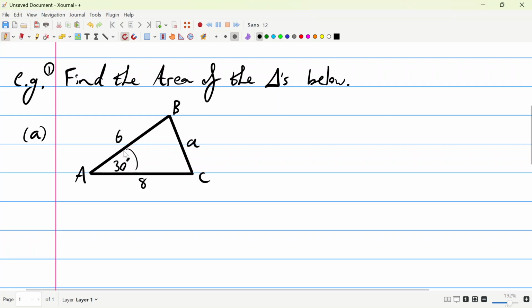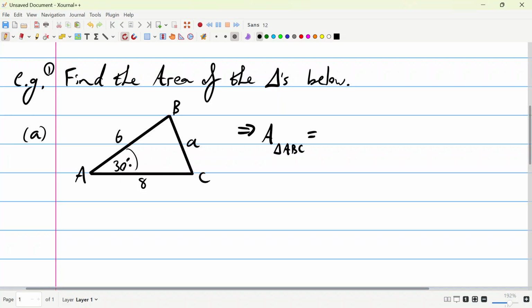Why? Because notice, we have an angle between two sides that we know, and we also know the angle. So therefore, what formula are we going to use? We're going to use the area of triangle ABC is just equal to a half multiplied by the two sides that the angle is between, which is going to be B times C, or you could say 6 times 8, obviously, because we know it. So 6 times 8 multiplied by the sine of the angle between, which is going to be 30 degrees.